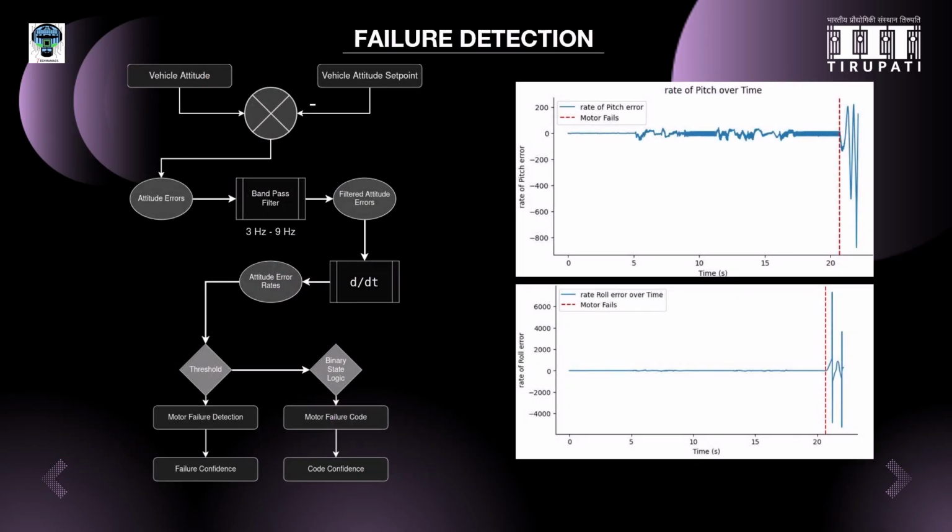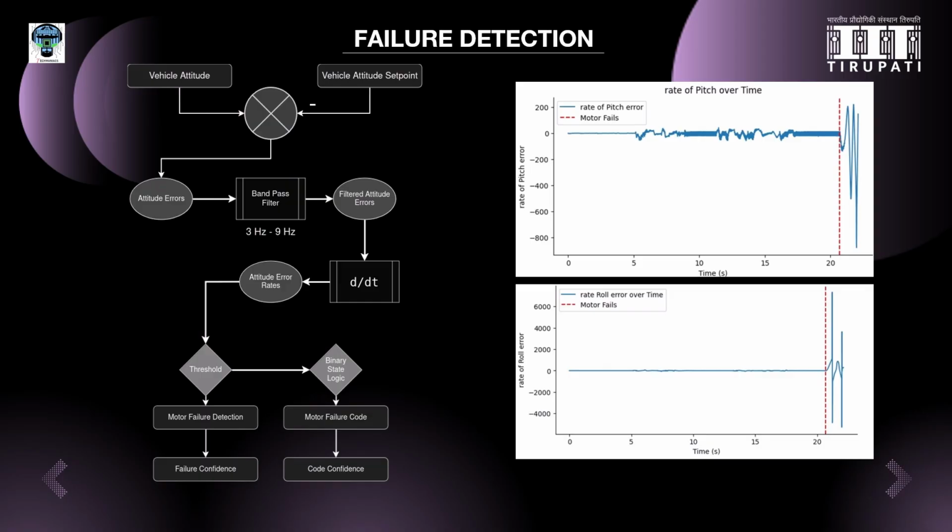But first, how do we even know a motor has failed? Before any emergency control can kick in, the system must detect which motor has failed, and this should be quick. We implement a custom digital filter to do this. First, we take the current vehicle attitude and also the vehicle attitude set point and find the error.